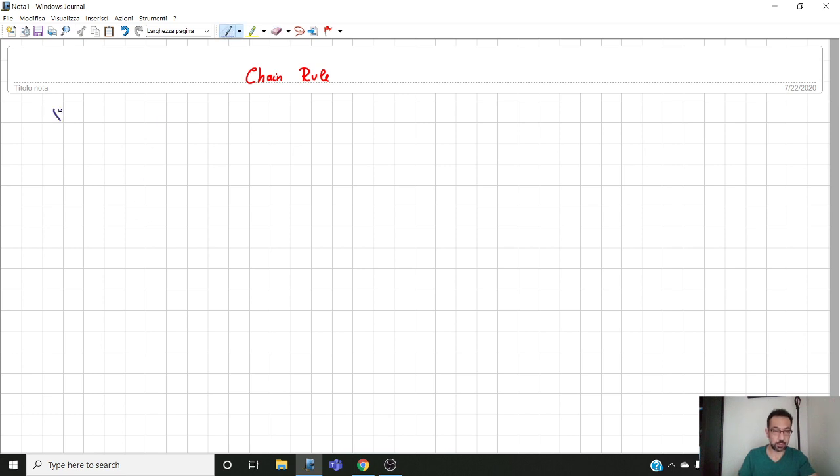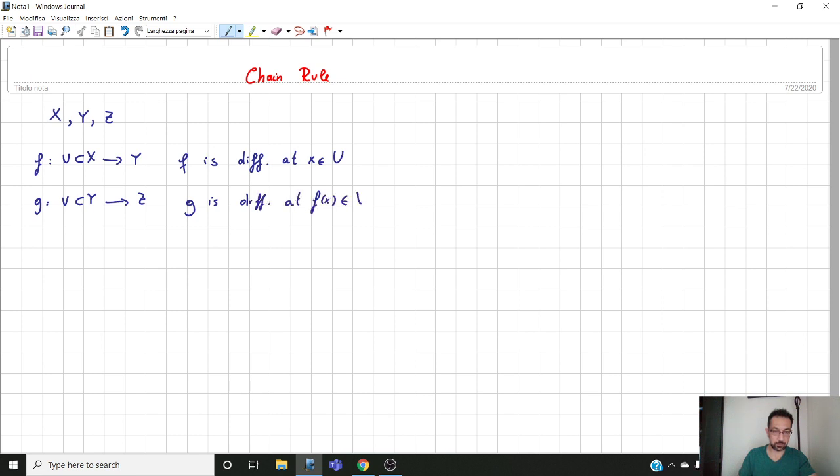So suppose that we have three Banach spaces, X, Y, and Z. And let's assume also we have this function f, defined from U of X to Y, and let's say that f is differentiable at x that belongs to U. And then g, which is defined from an open set V of Y to Z, and let's assume that g is differentiable at f of x that belongs to V.